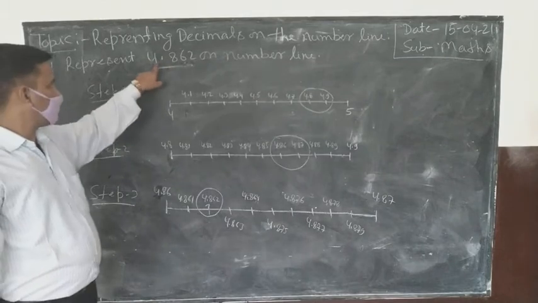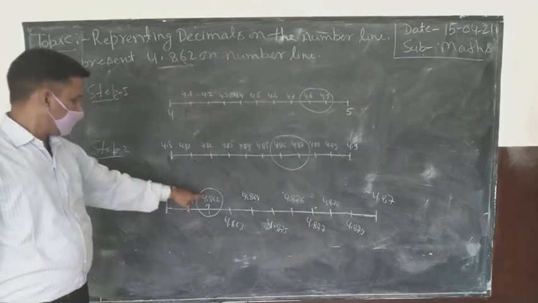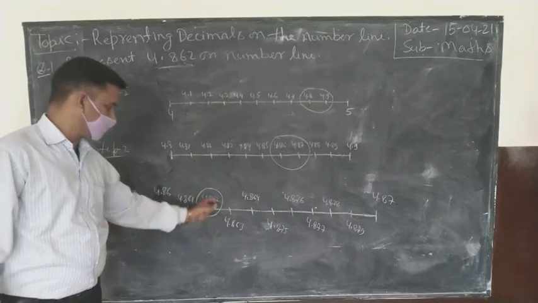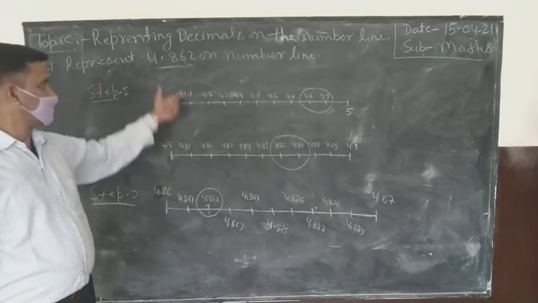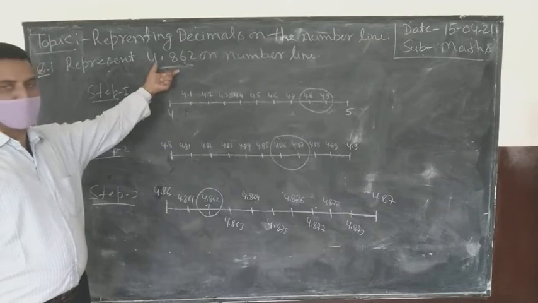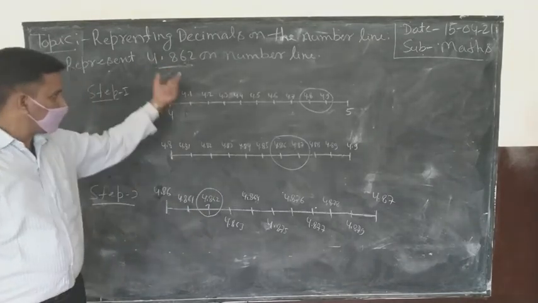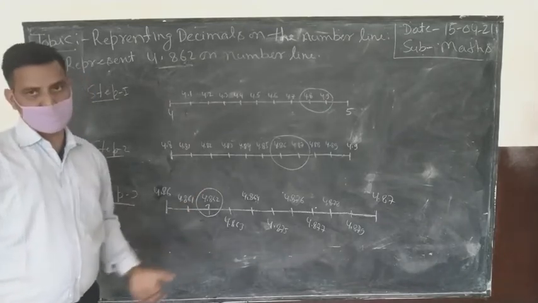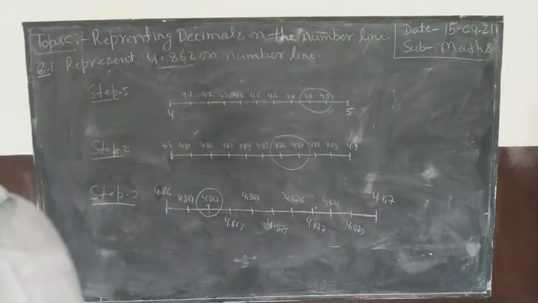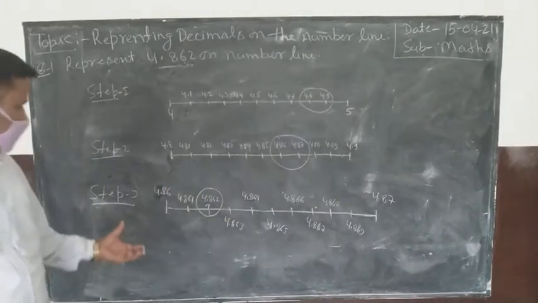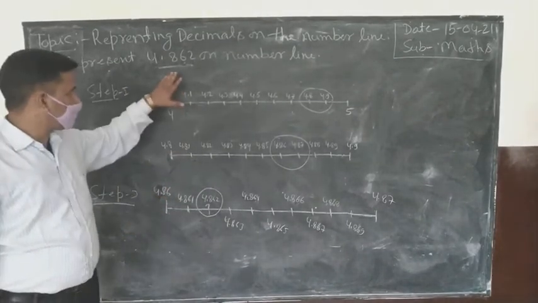According to the question, what is 4.862? This is your answer 4.862. This is your exact answer on the number line. This real number is on the number line here in these positions. So you will represent all numbers in this way. According to this way, you will be representing every rational number.